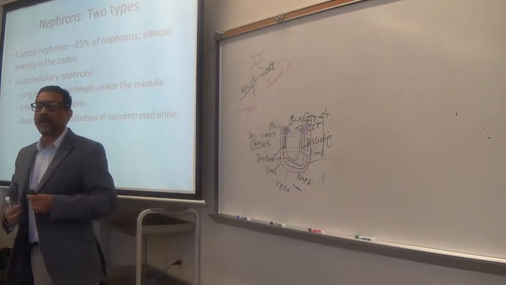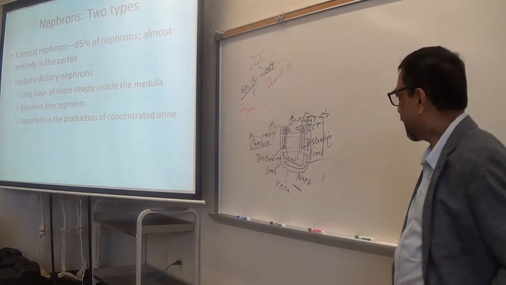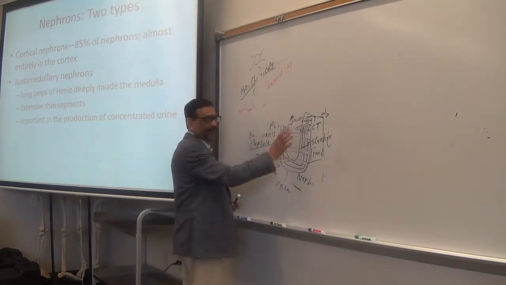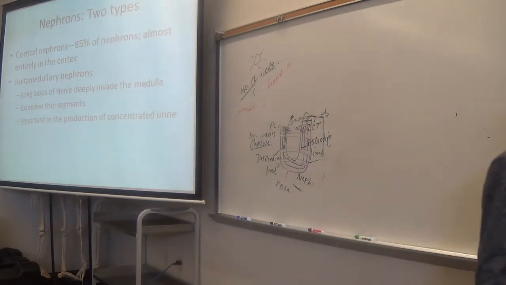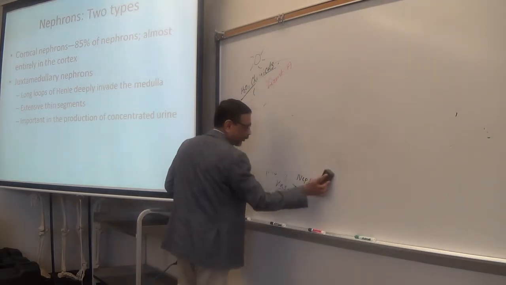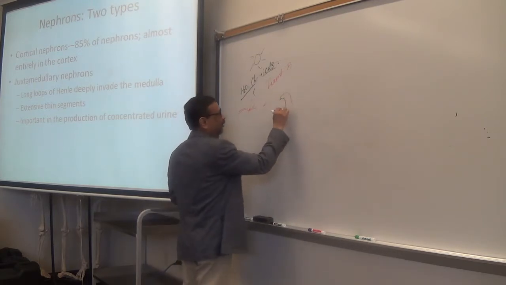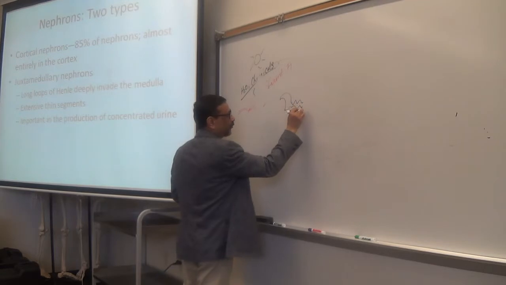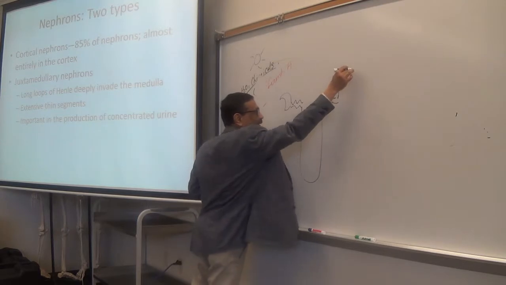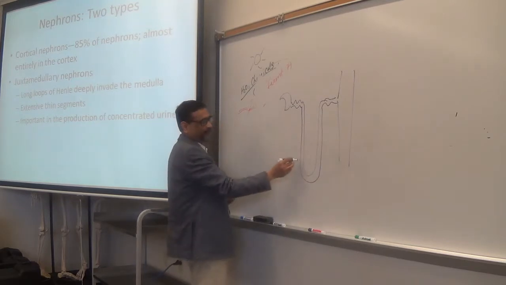Okay, now in human kidney we have two different types of nephrons. Very simple. Some nephrons have long loop of Henle and some nephrons have short loop of Henle. So those are two types of nephrons. Like this is one nephron. This one has long loop of Henle. This is the collecting duct, okay? Long loop of Henle. So this is one type.